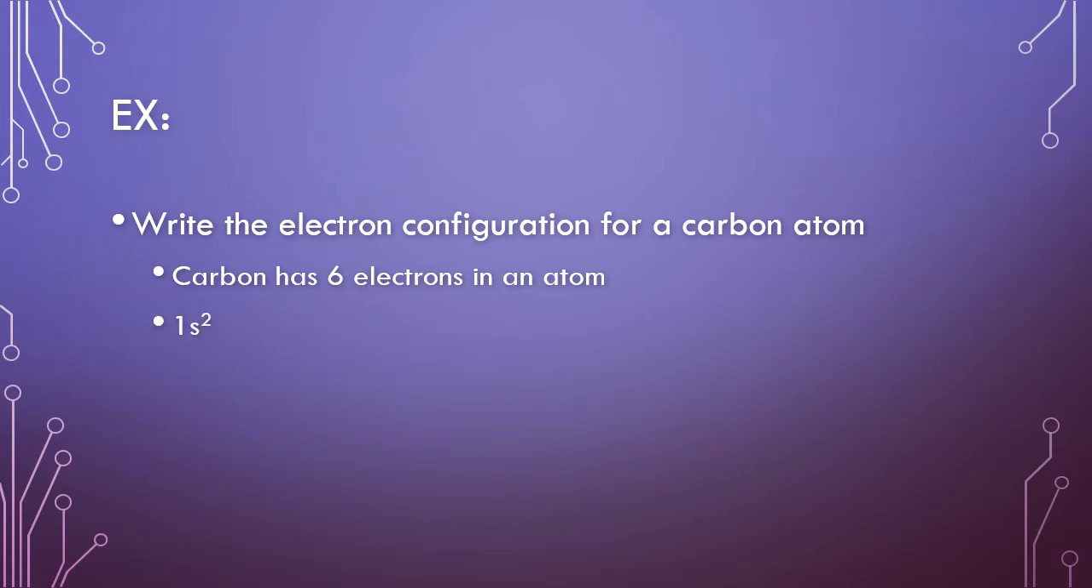So let us start with the lowest available energy orbital, the 1s. S can hold up to 2, so we will start with 1s2. Currently, 2 of the 6 electrons have a home. We need to keep going because there are 4 more that need a place.